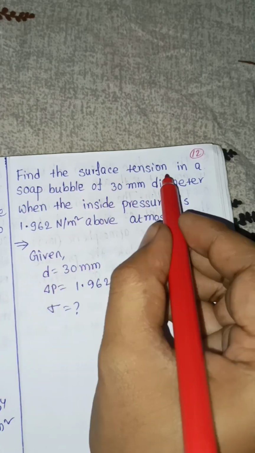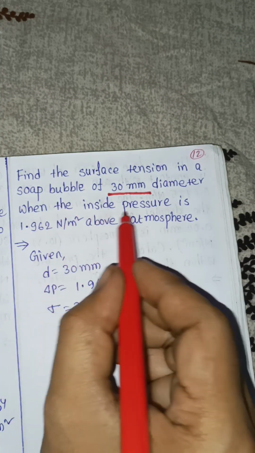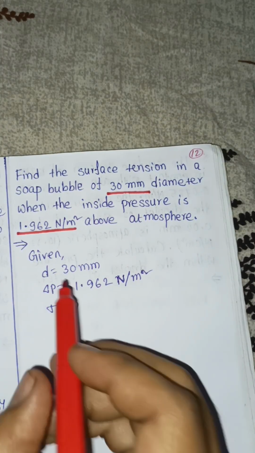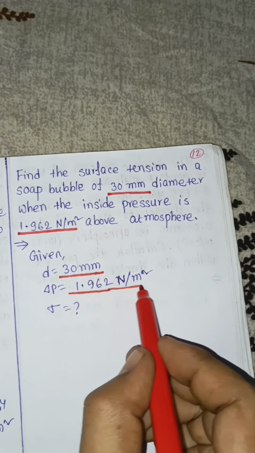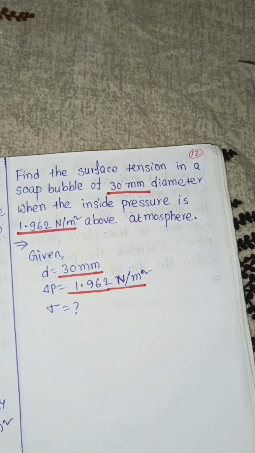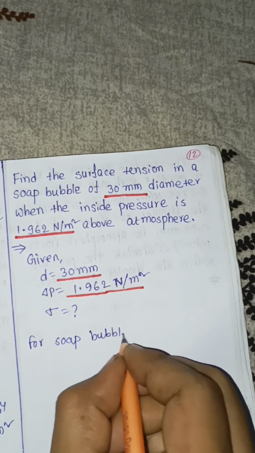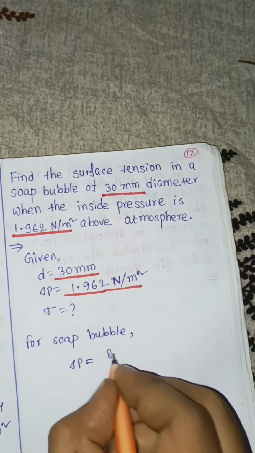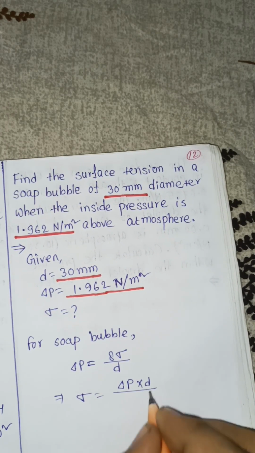And the surface tension in a soap bubble of 30 mm diameter when the inside pressure is 1.962 Newton per meter square above atmosphere. So what is given in this question? Diameter that is 30 mm, delta P that is equal to 1.962 Newton per meter square. You have to find out the value of sigma. So we know that for soap bubble, delta P that is equal to 8 sigma by D. So from here sigma that is equal to delta P into D divided by 8.